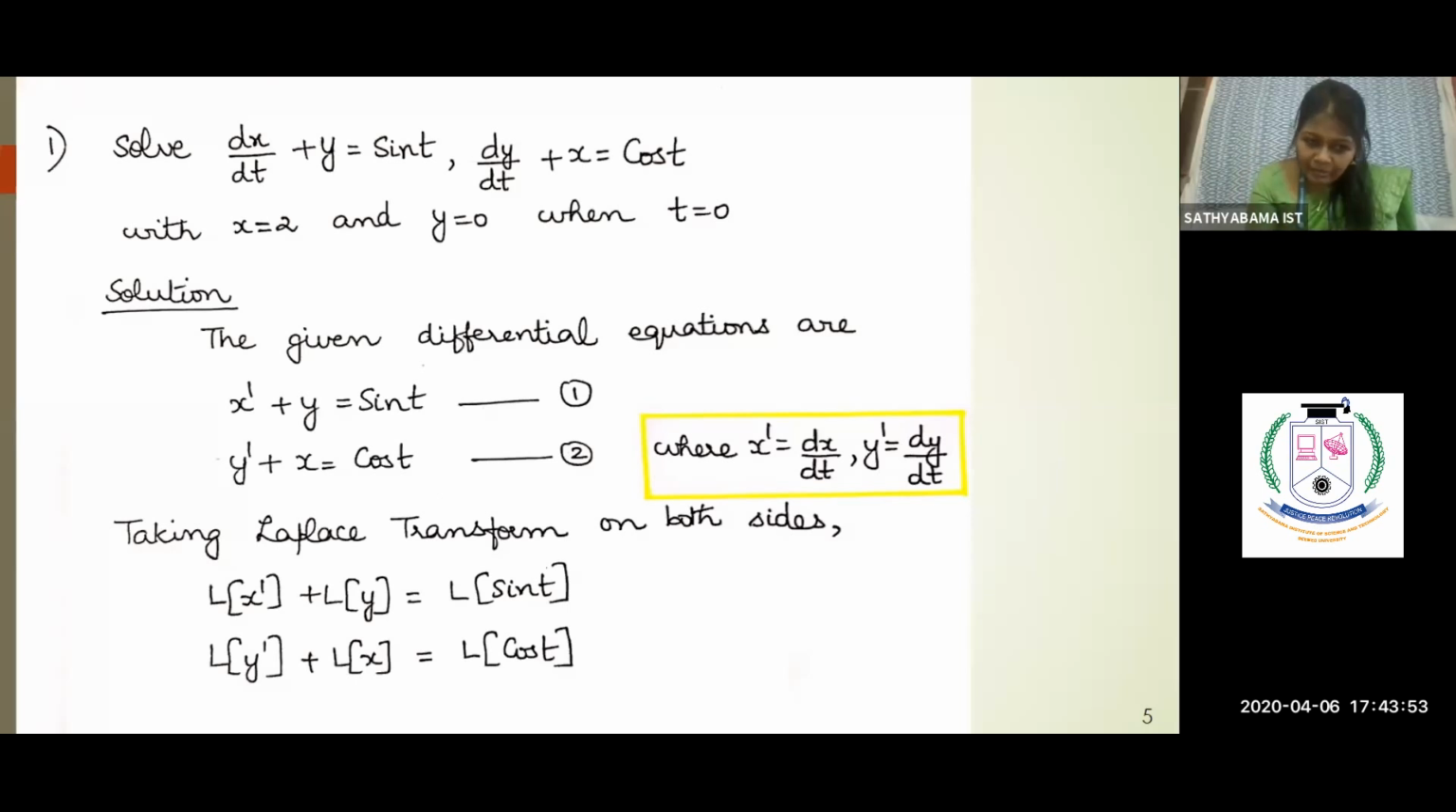So use the formula for L of x dash. Use the formula for L of y dash. And of course, you should know what is L of sine t and L of cos t. Okay. I hope you remember the formula. What is Laplace of sine at? It is a divided by s square plus a square. What is Laplace of cos at? It is s divided by s square plus a square. Okay, so that is exactly what I've done in step 3.